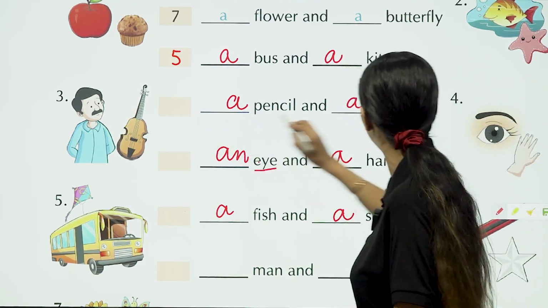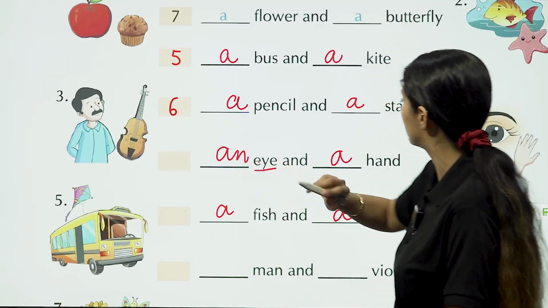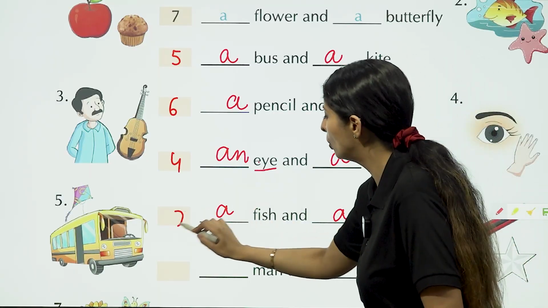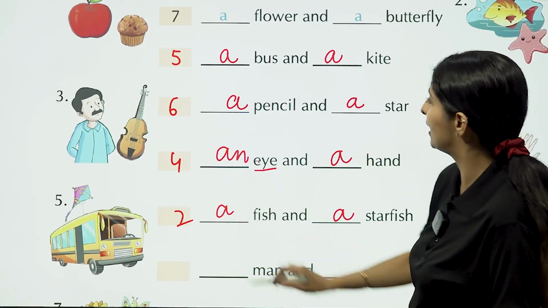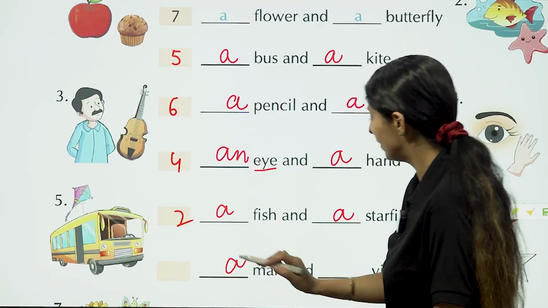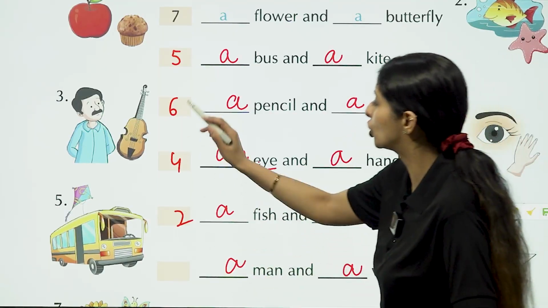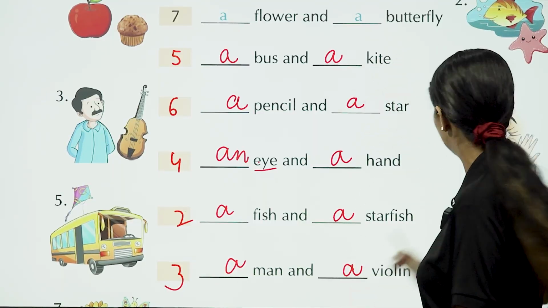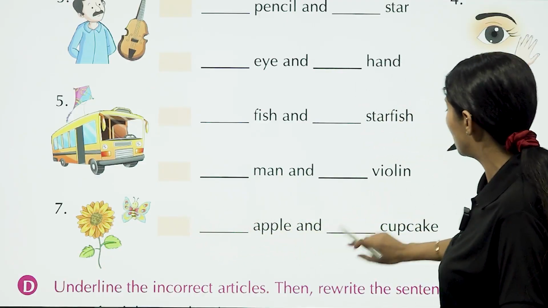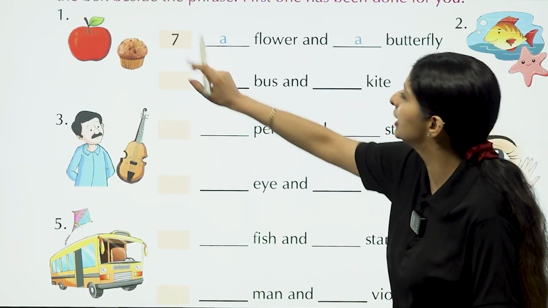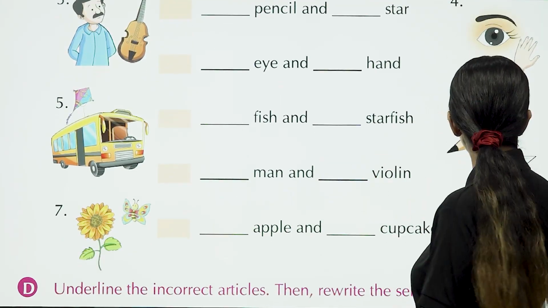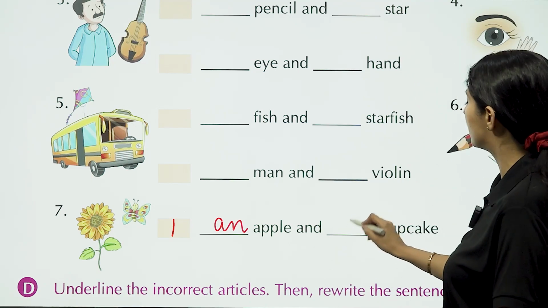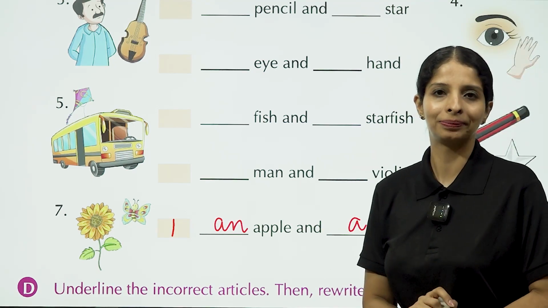And if you write the picture here, pencil is on number 6, eye and hand is on number 4, fish and starfish is on number 2, and here a man and a violin. So a man and a violin, and the picture is number 3. This is how you have to do this. Now next, dash apple and a cupcake. Here you can see the picture number 1. So you will write number 1 picture, an apple and a cupcake.